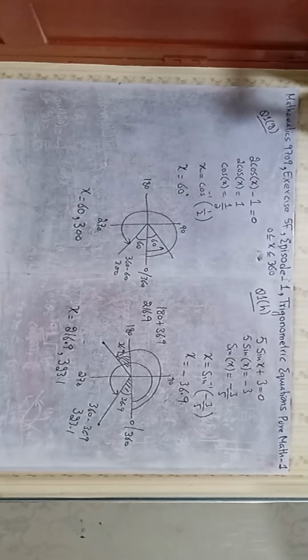I think that's enough for the first episode on this exercise. So, my dear students, this is episode number 1 on exercise 5F. Chapter number 5 is about trigonometry, and this exercise particularly is about trigonometric equations. We are solving the Coursebook of Pure Maths 1, and this is a part of paper 1 of the AS and A levels mathematics 9709.